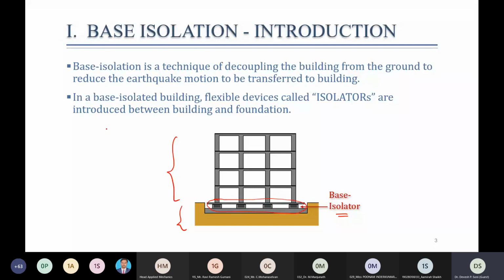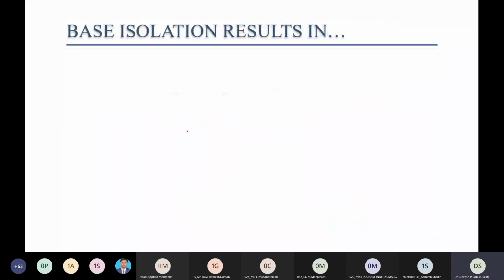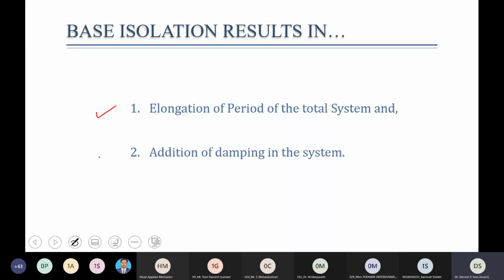Essentially, it is a technique of decoupling the building from the ground to reduce the earthquake motion transferred to the building. In a base isolated building, flexible devices called isolators are introduced between the building and the foundation. So the base isolation basically results in elongation of period of the total system, and second, addition of damping in this system.